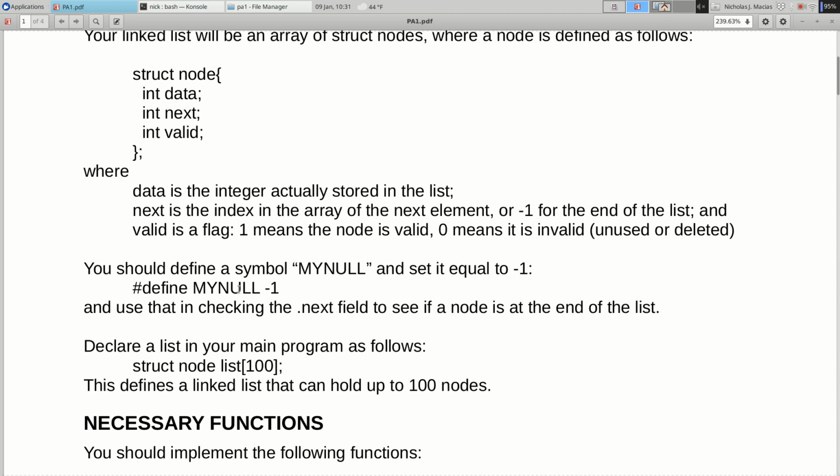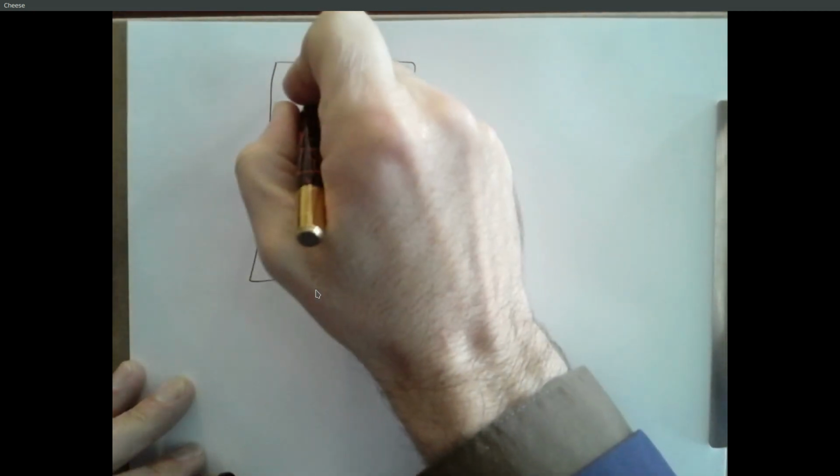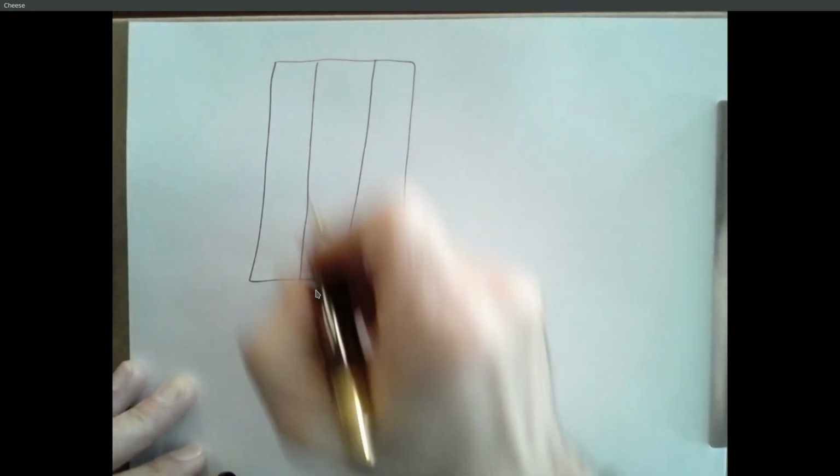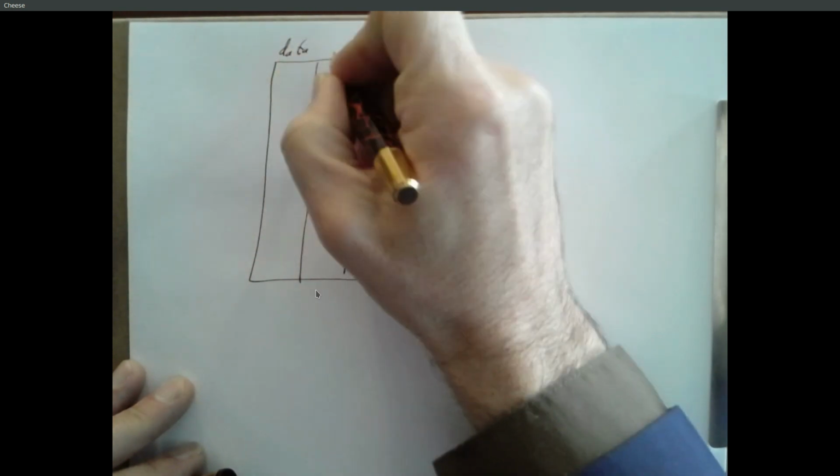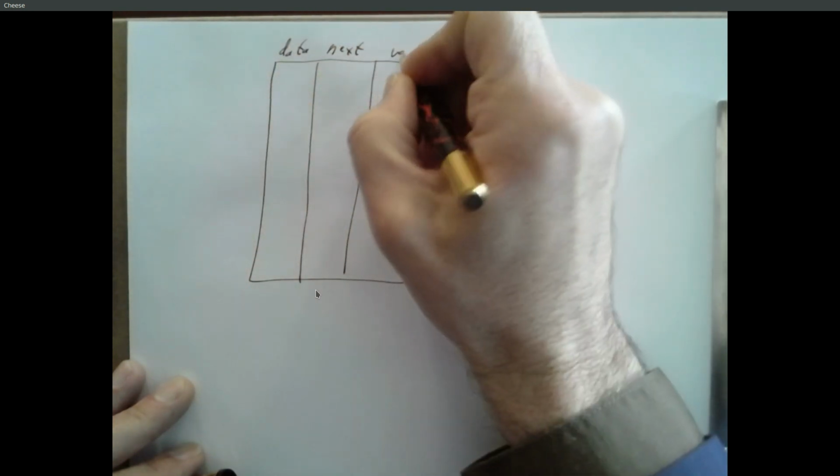I want you to define a symbol called myNull and set that equal to -1. When we were making the table, I said we'll put a special value to point to the next field if it doesn't exist. If we're at the last node, I was putting in the word null. I want you to put in the word myNull, because null is a reserved word. And I want you to set myNull equal to -1. So, quick refresher, here's our array. It's got data, next, and valid.